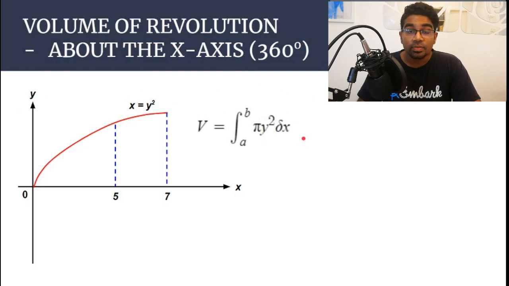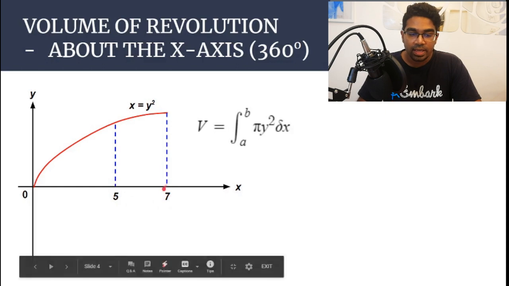Another thing to take note of is the limits. So a to b are the limits. And here, if we are revolving about the x-axis, then we take the limits of the x-axis. If we are revolving about the y-axis, then we take the limits on the y-axis. So in this case, we are looking for this area here, and so we revolve around the x-axis, and we are going to take the limits of the x-axis.